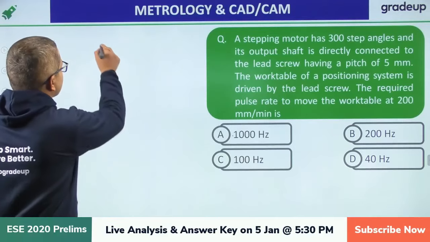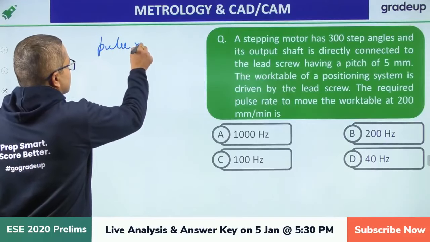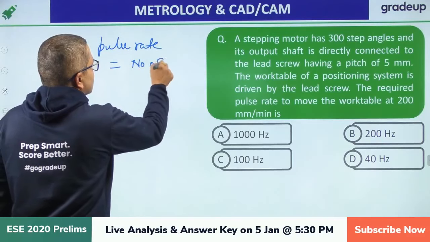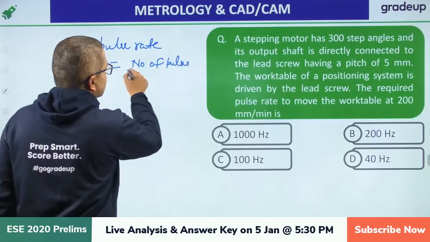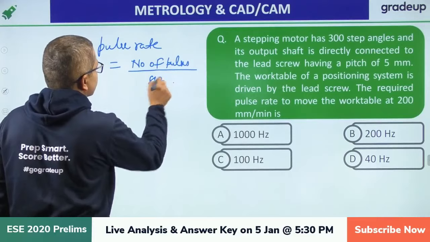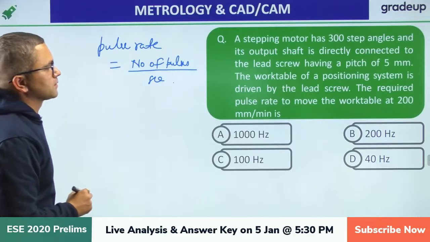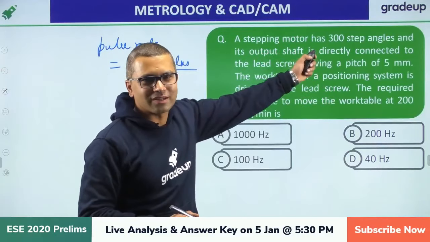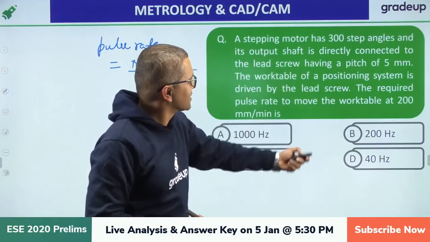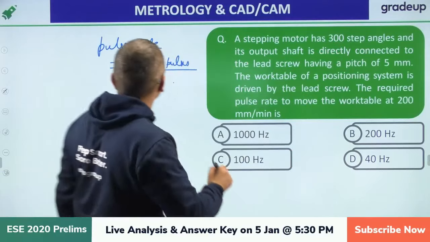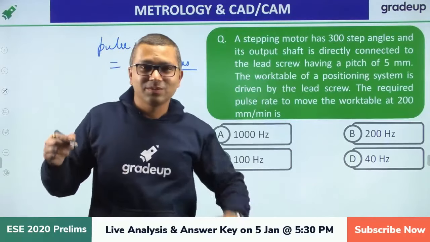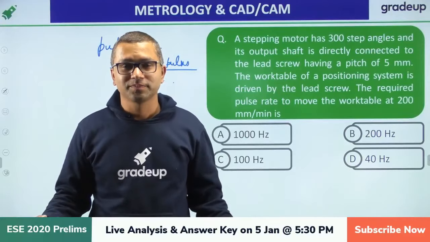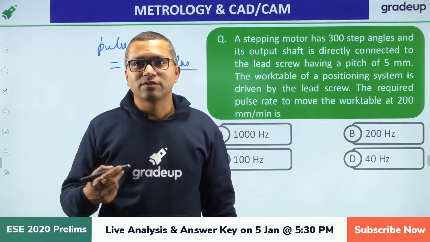Okay. Now pulse rate equals number of pulses per second. This is how it is. Okay, but there isn't any mention of the pulses over here. So how do you approach this? See, it says that it has 300 step angles. So I told you one trick. You just write what you can write. You calculate what you can calculate. All right? Okay.